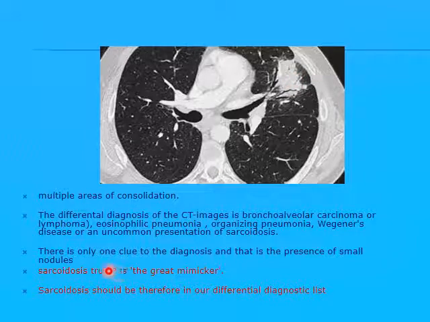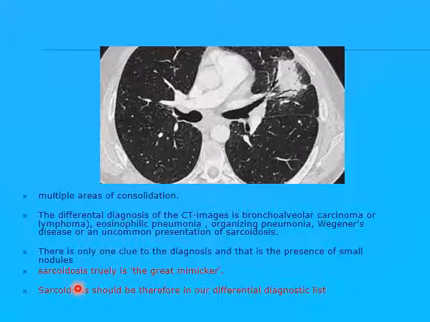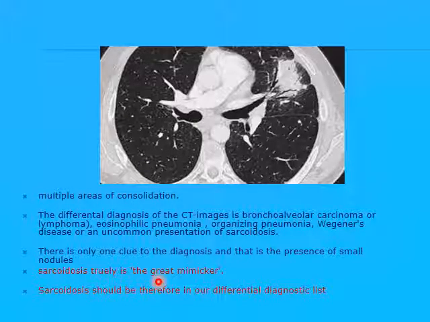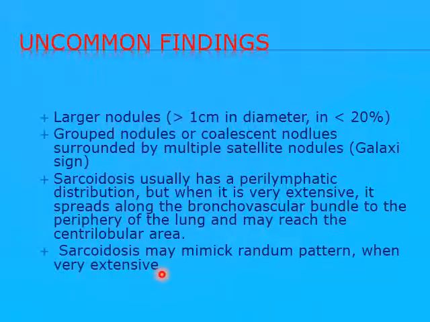So sarcoidosis in most cases gives a typical appearance, lymphadenopathy and perilymphatic nodules. However, it can present with other presentations, and thus sarcoidosis should be considered in your differential diagnosis list because it is a great mimicker. This is the first great mimicker in our lecture.